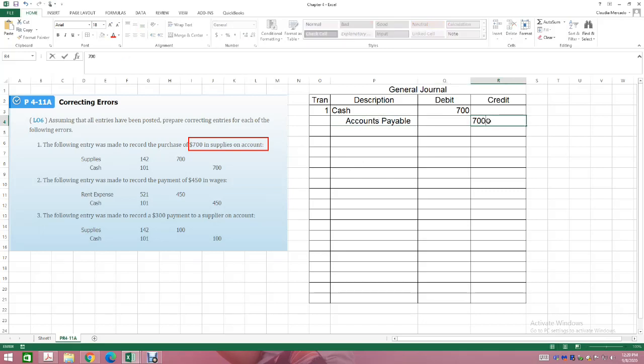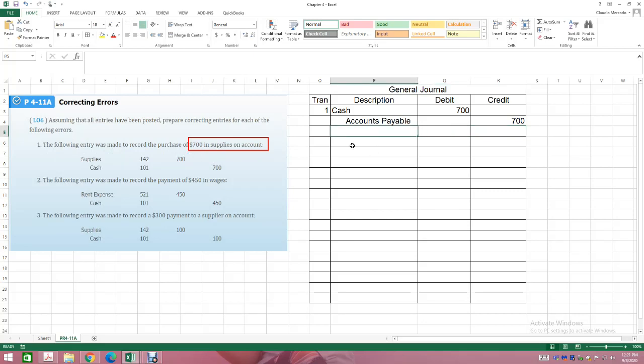For $700. So the correcting entry would be to cancel off that incorrect entry to my cash by doing the reversal and then posting the correct account that I should have posted, which was accounts payable, because we purchased the supplies on account. I do not have to do anything with supplies because that entry to supplies, a debit for $700, was correct. We are only focused on making corrections to the accounts that are wrong.